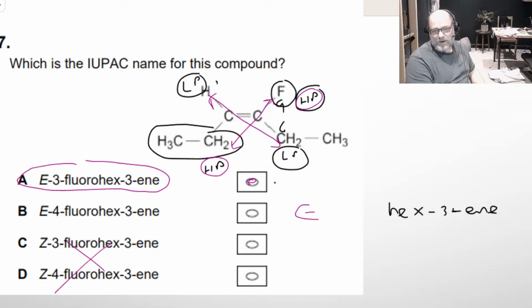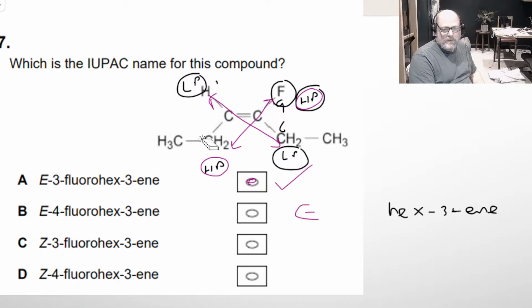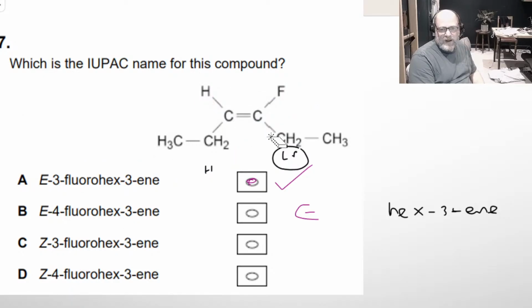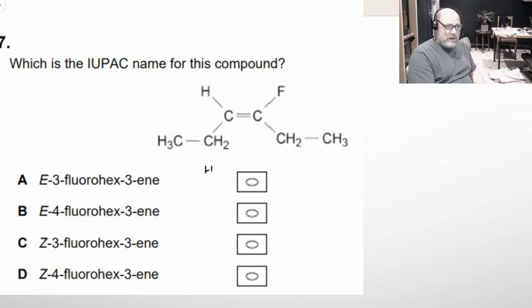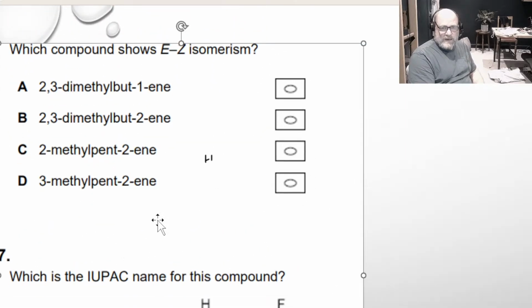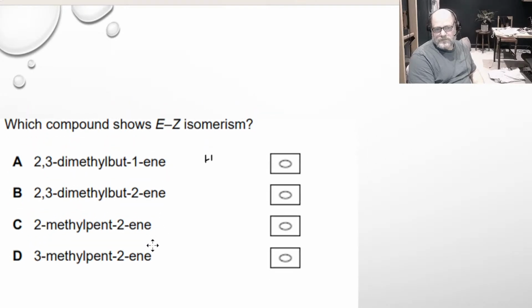I won't bother writing it all out. So E3 fluorohextriene. That's messy. How do I clear that? Oh, I'm going to rub it all out. Right, I'm going to give you another one, and then I want to look at a couple of things that lead on to this. Let's do this one. This one should be a bit easier.